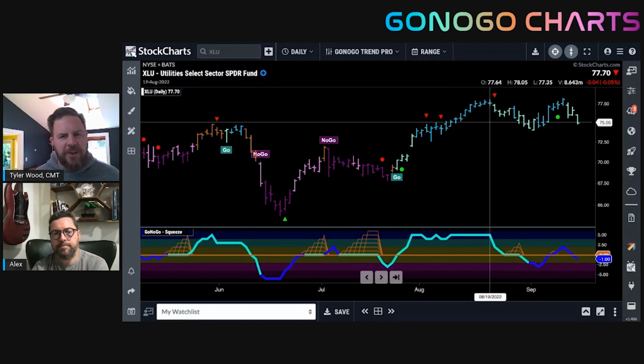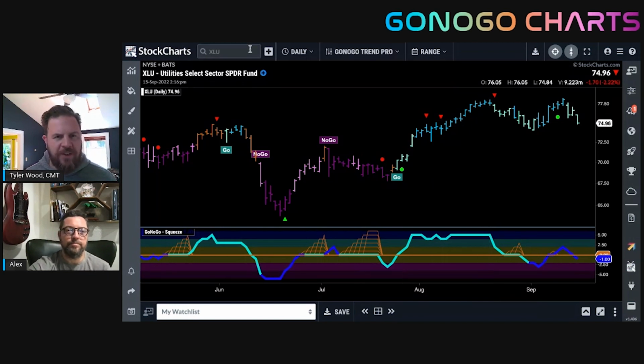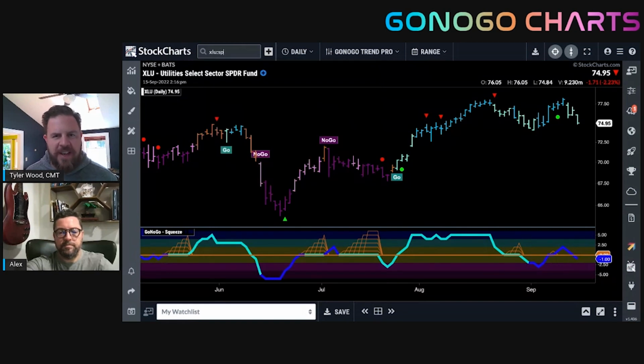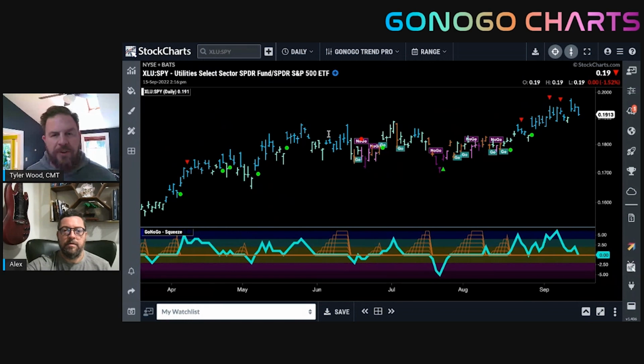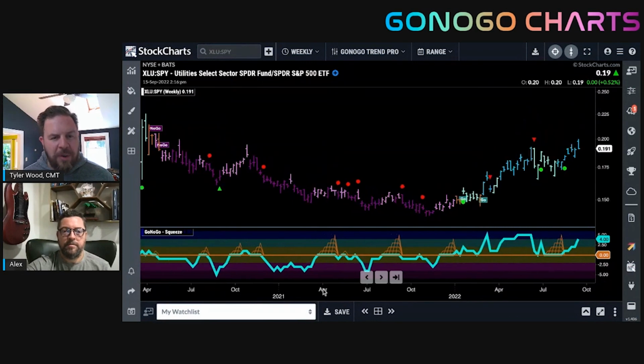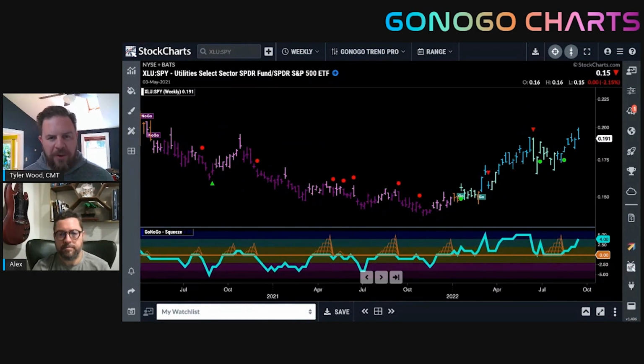And so let's look at this on a ratio basis, just XLU to SPY. For everybody who is a StockCharts ACP user, you can pull up a free plugin of the GoNoGo trend right in the plugins page for StockCharts ACP. Obviously, we're showing the GoNoGo complete offering with the GoNoGo oscillator, squeeze, the icons, all of the additional information there. But you can look at just a simple relative strength ratio for any chart in StockCharts ACP.